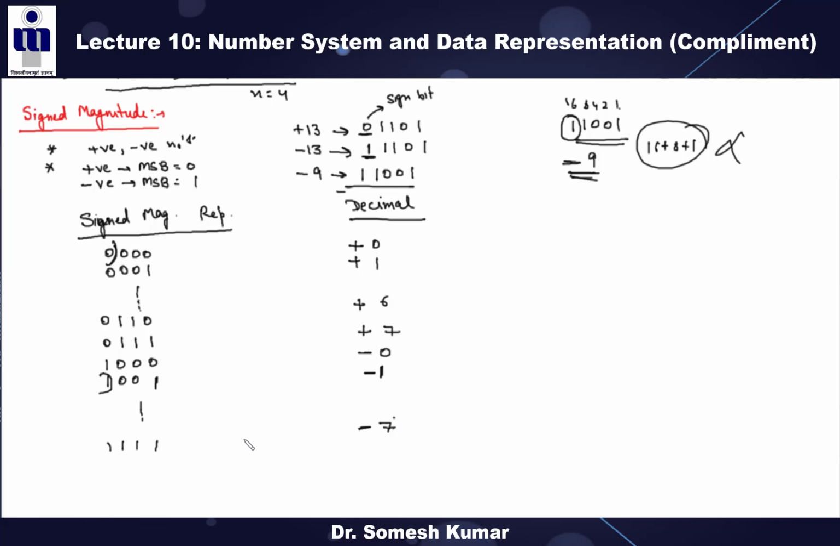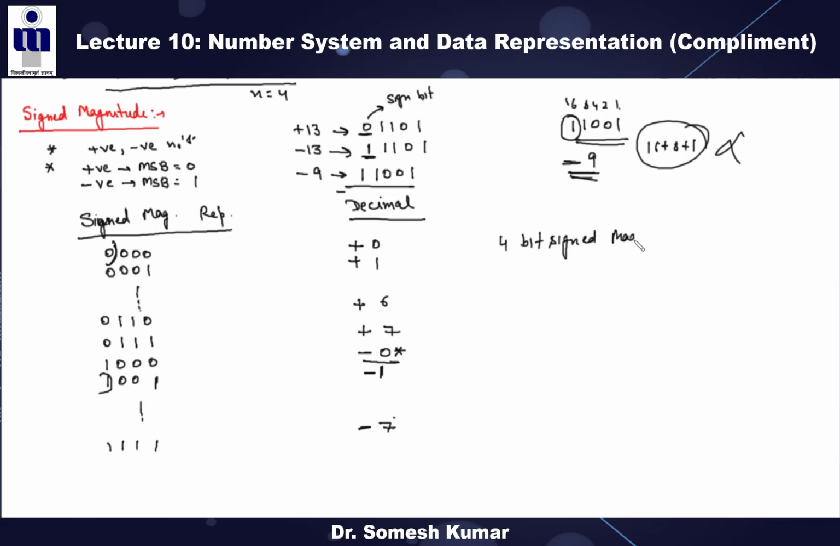Now the question comes, how can you represent plus 0 and minus 0? This is the disadvantage of this representation, right? Two types of zeros are there, which is practically not possible. What is the meaning of minus 0? What is the meaning of plus 0? So this is the disadvantage of the sign magnitude representation, right? And what is the range for 4-bit sign magnitude?